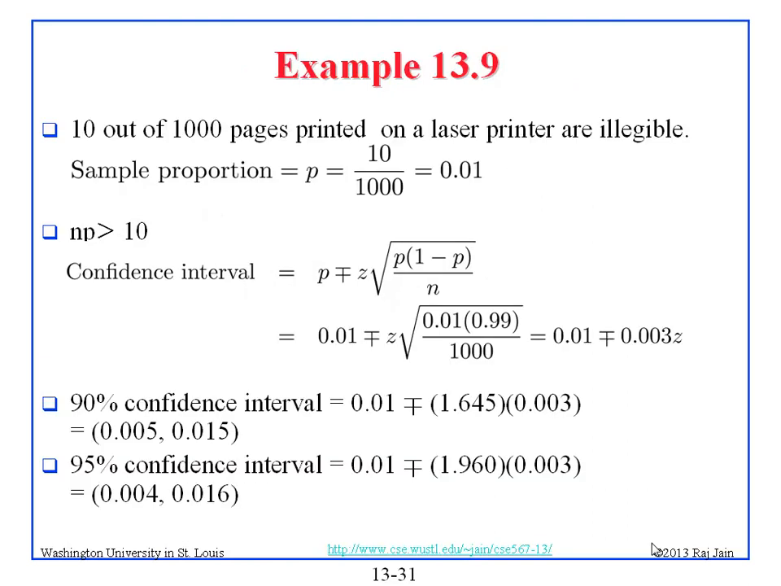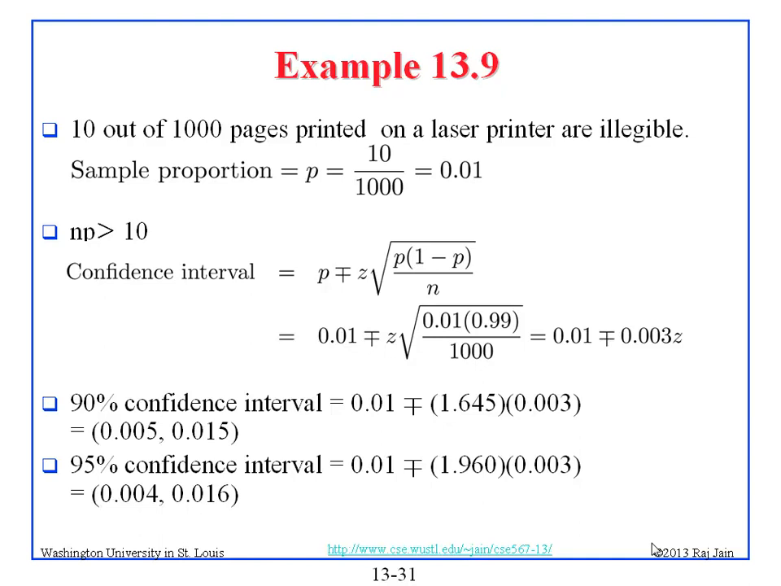So the example is 10 out of 1,000 pages. The sample proportion is 10 upon 1,000, 0.01. Now notice that 0.01 times 1,000 is greater than or probably exactly equal to 10, and so that's okay. So we go ahead with the formula, and the Z value for a 90% confidence interval uses 0.95, and that is 1.645. For a 95% confidence interval we use the other one.